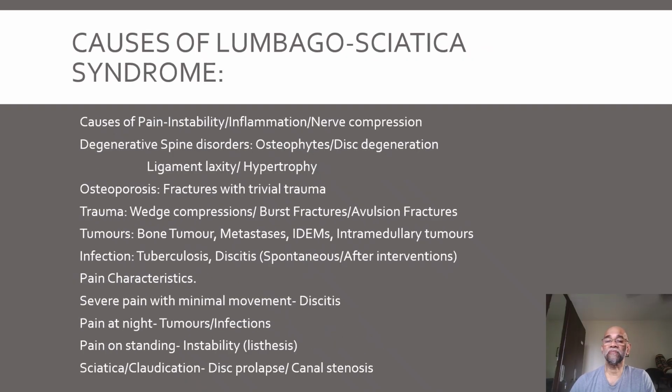What are the causes of lumbago sciatica? The causes of pain can be instability of the spine. It can be an inflammation, especially of articular surfaces, and it can be because of nerve compression. So instability, inflammation, nerve compression.